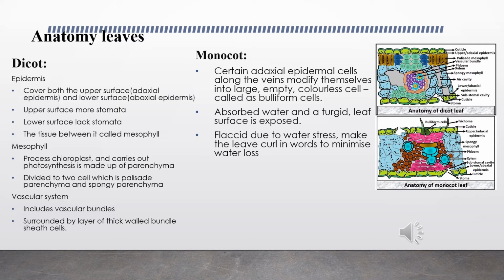The vascular system includes vascular bundles surrounded by a layer of thick-walled bundle sheath cells. Monocot leaf anatomy: certain additional epidermal cells along the veins modify themselves into large, empty, colorless cells called bulliform cells. They absorb water and keep the leaf surface exposed. When flaccid due to water stress, they make the leaf curl inward to minimize water loss.